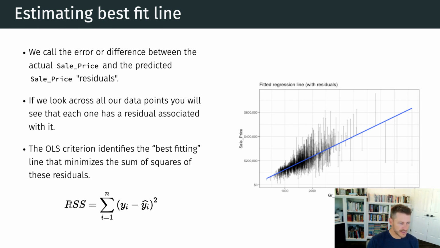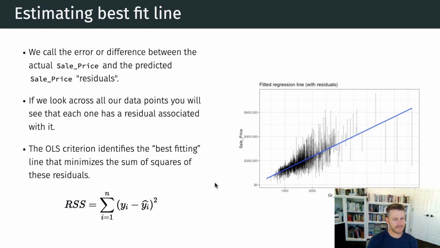So here is the actual metric we use to find our best fit line. What we do is we take the actual sale price of our home minus the predicted, or the blue line. We square that value for each house, and then we sum them all together, right? And so the line that minimizes this residual sum of squares is the line that we use as our best fit line.